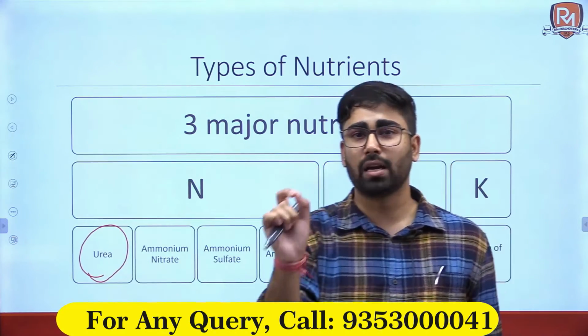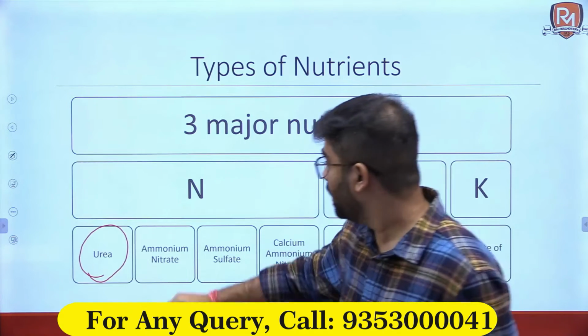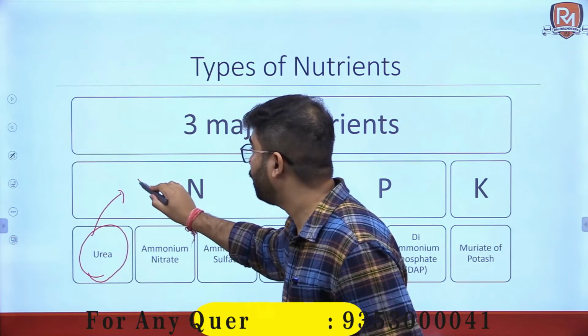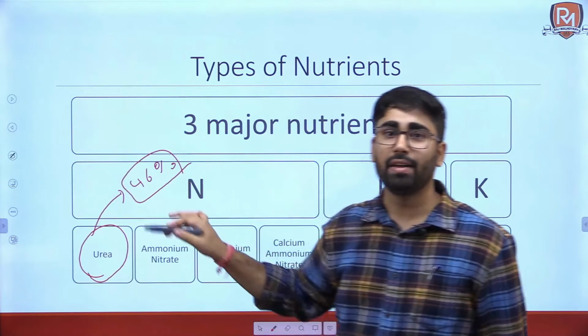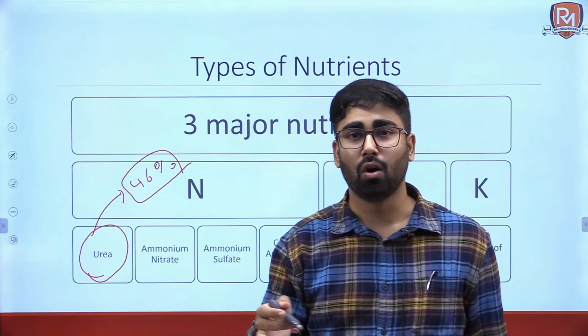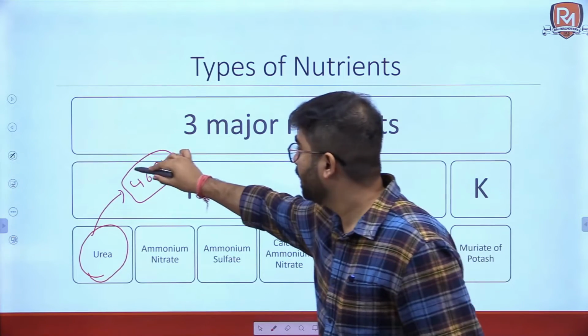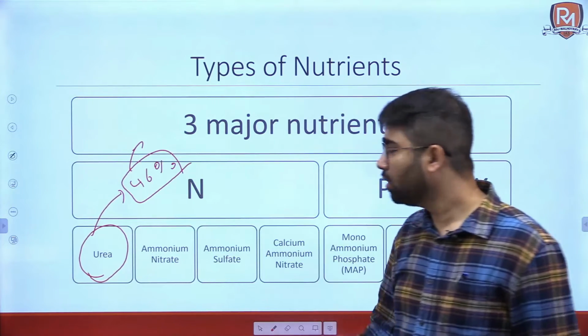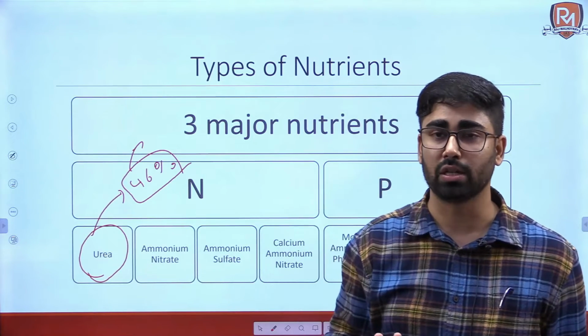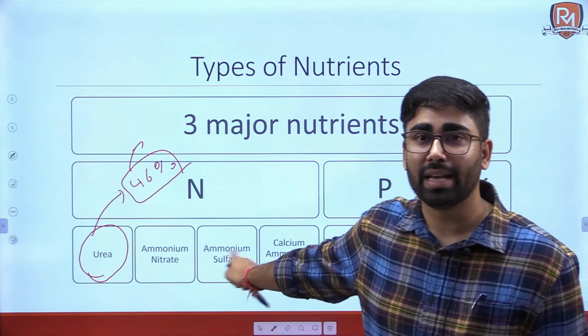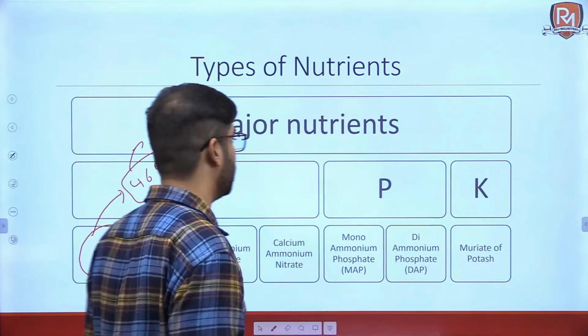Urea is a white colored powder, okay, and it contains around 46% nitrogen, okay, and a 45 kilogram to 50 kilogram bag of urea comes in the market, okay. So it is one of the nitrogenous fertilizers and not the only nitrogenous fertilizer, okay. There are various other kinds of nitrogenous fertilizer as well.